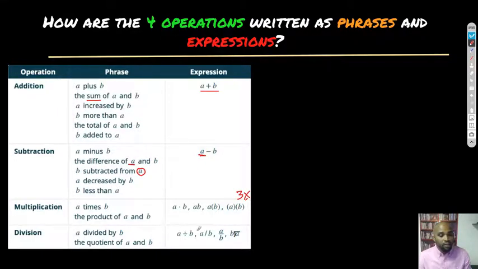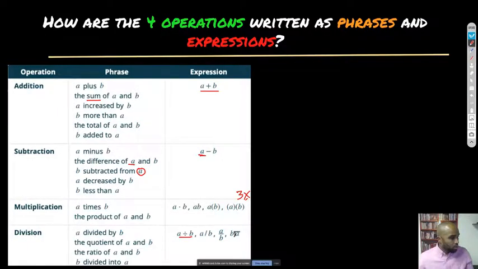Division. A divided by b. There we go. A divided by b, a divided by b, and a divided by b. A division, what is it? The quotient of a and b, and you don't see this part as well, so let me see if I can change this so you can see. So there you go. So a divided by b, the quotient of a and b, the ratio of a and b, b divided into a. So there you go.